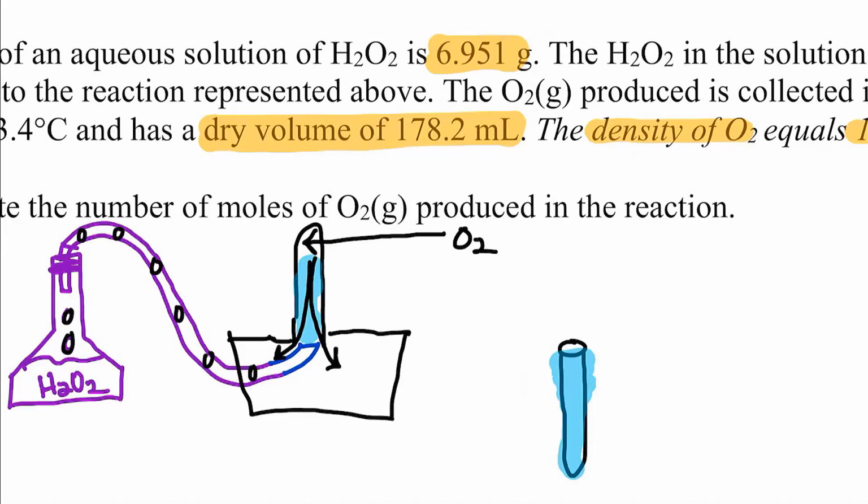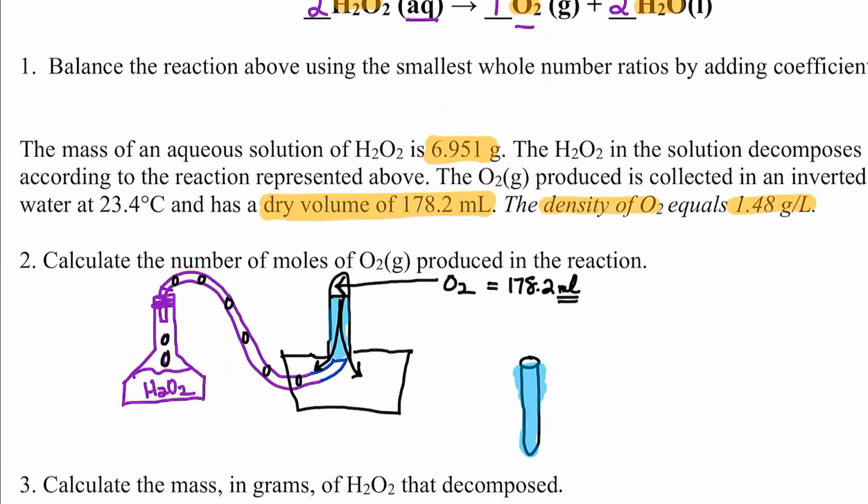So in any case, this amount of gas we can actually read by how much water leaves, and they're saying that the amount of gas collected by this reaction is 178.2 milliliters. Don't forget, milliliters is a volume. So we decomposed all of the H2O2 that was in the solution, and it became oxygen gas in the form of this volume of gas.